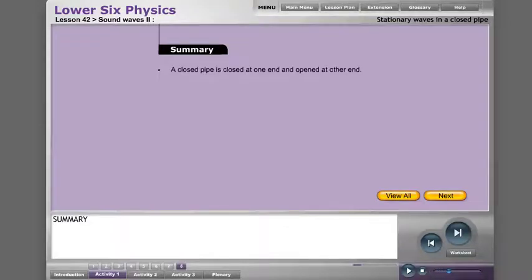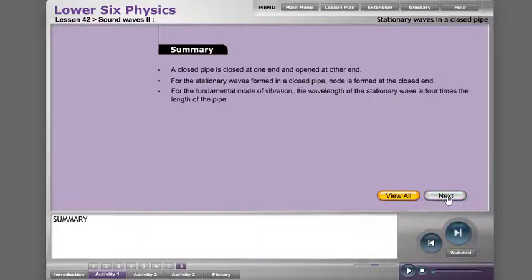Summary: a closed pipe is closed at one end and open at the other end. For the stationary waves formed in a closed pipe, a node is formed at the closed end. For the fundamental mode of vibration, the wavelength of the stationary wave is 4 times the length of the pipe. The fundamental frequency, f0 = v/4L, where v is the speed of sound in air and L is the length of the pipe.